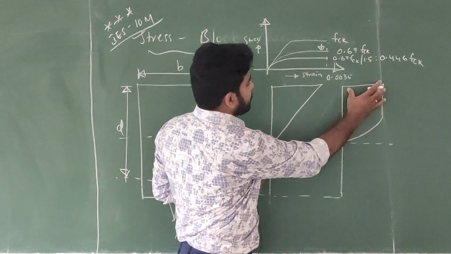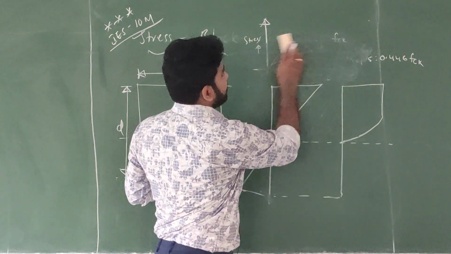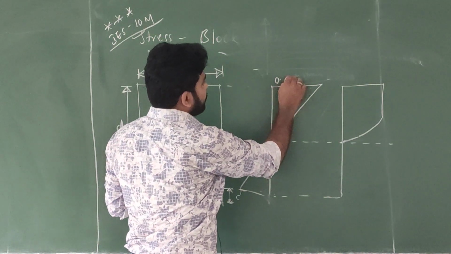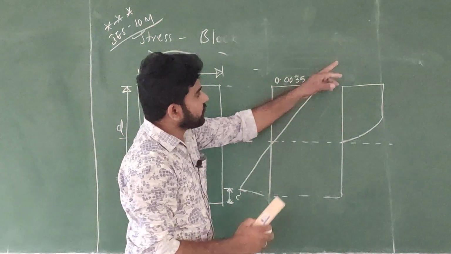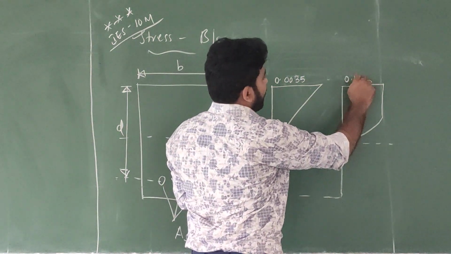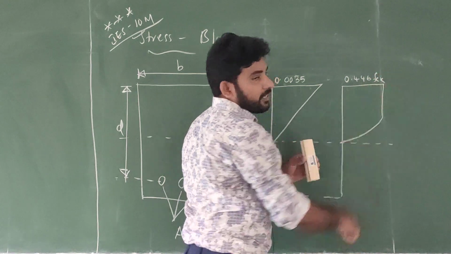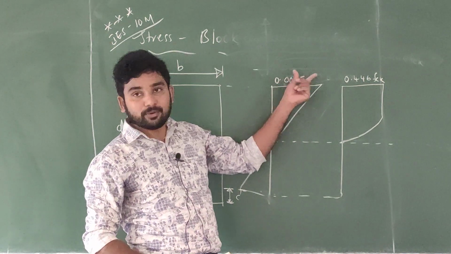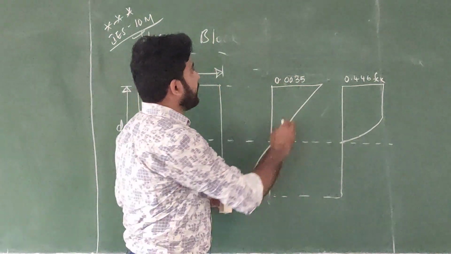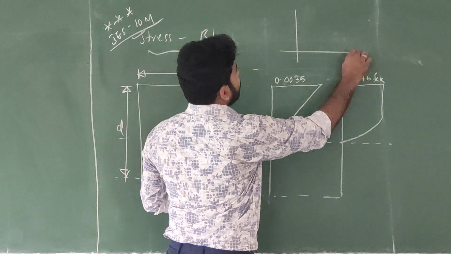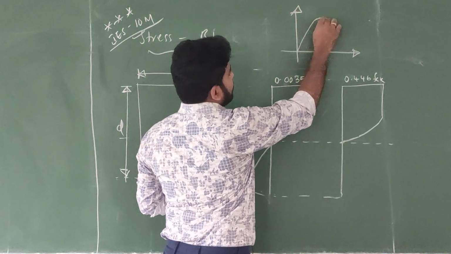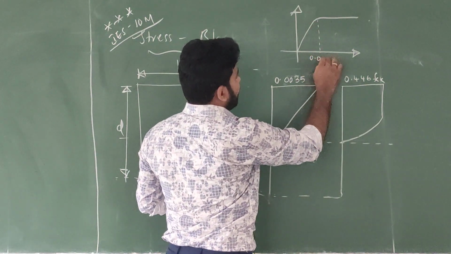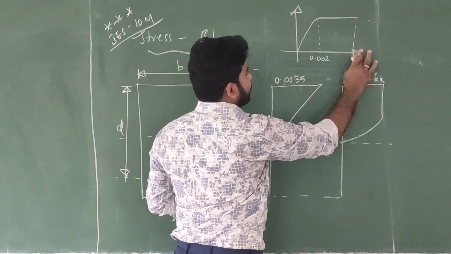Okay. So at this point, what is the strain we have? At this strain of 0.0035, what is the stress developed? 0.446 fck. So this much stress is developed at a strain of 0.0035. Next, one more thing: the parabola curve goes up to a strain of 0.002.